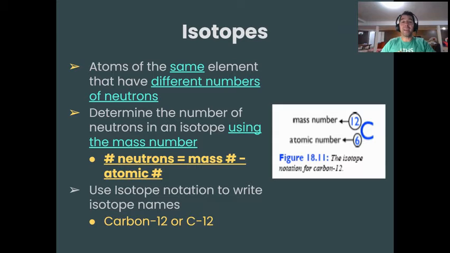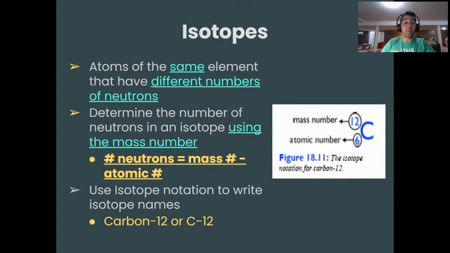But carbon can have a different amount of neutrons. The most common form of carbon has 6 neutrons. Sometimes carbon has 7 neutrons, and sometimes carbon has 8 neutrons. Those different types of carbon are different isotopes of carbon.